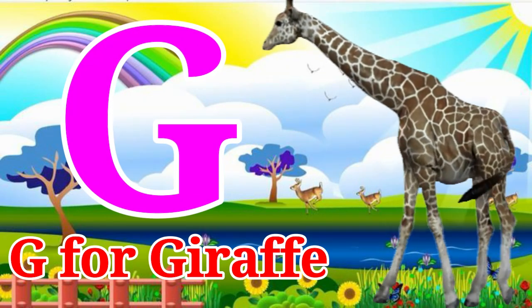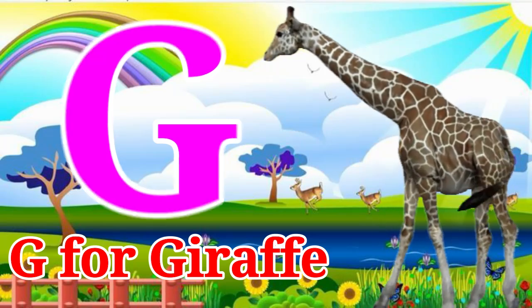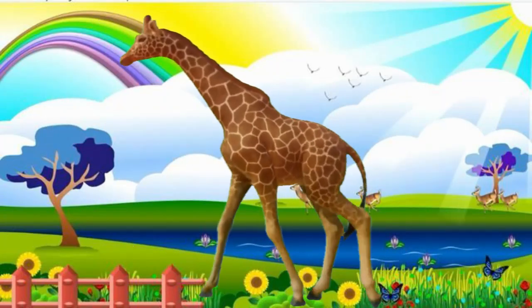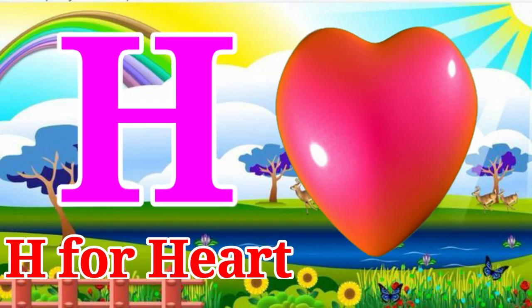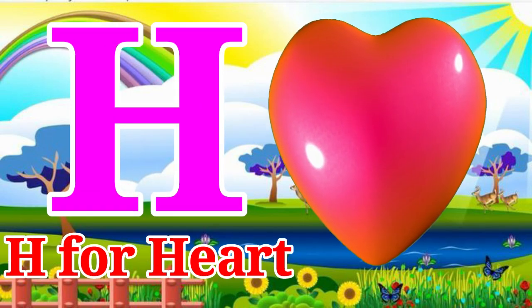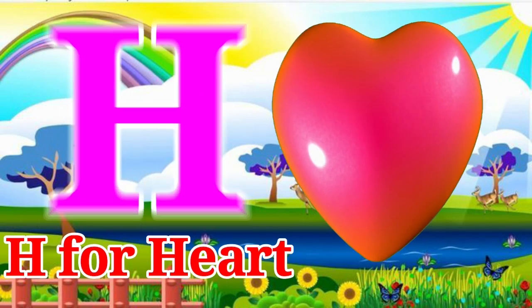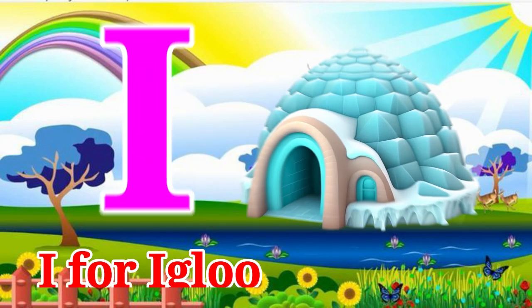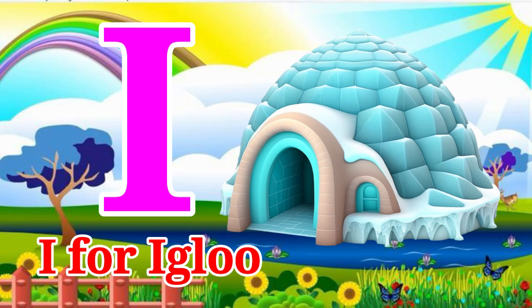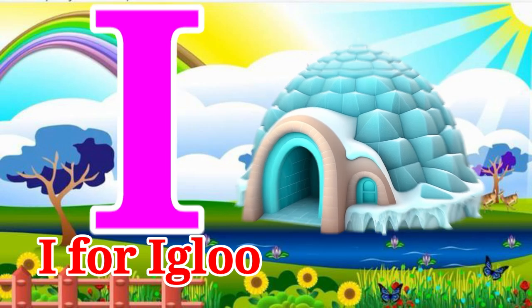G is for giraffe. H is for heart. I is for igloo.